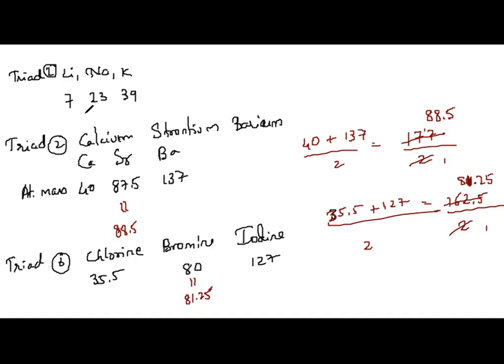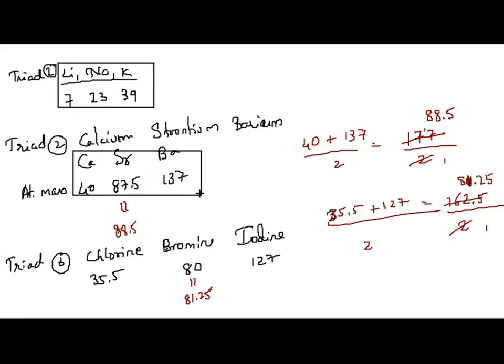So this is Dobereiner's law of triads. One was lithium, sodium, potassium. This was one triad. Calcium, strontium and barium was another triad. And the third one was chlorine, bromine and iodine.